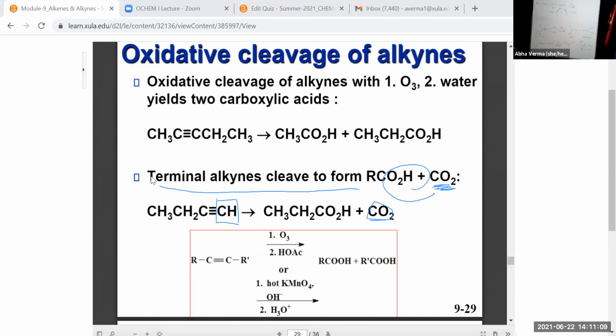So for your purpose, what has happened? The number of carbons were 4 here. You have shortened the number of carbons using oxidative cleavage methodology. Any questions? No questions?